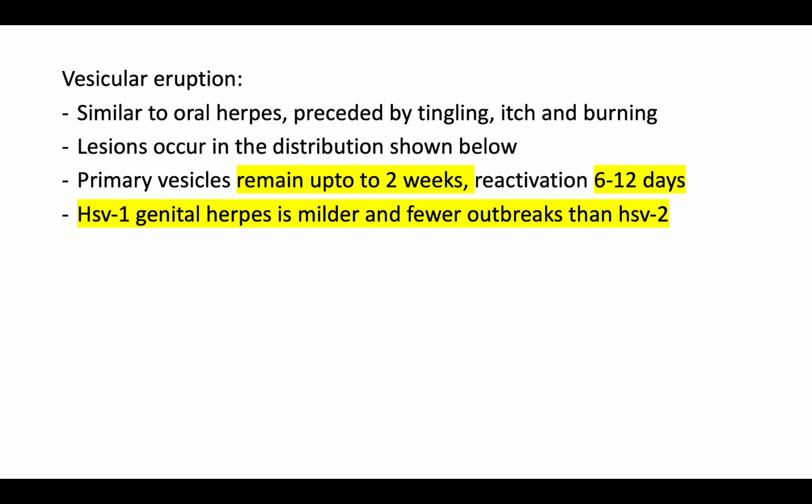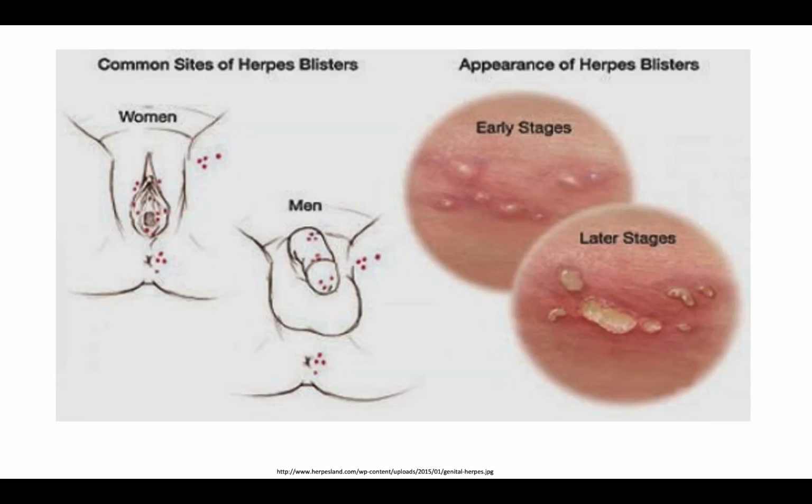Lesions occur in the distribution shown. Primary vesicles remain up to 2 weeks. Reactivation takes less time, as we mentioned. HSV-1 genital herpes is milder, and has fewer outbreaks than HSV-2. For distribution, between males and females, it is around the genital area, basically in the perineum.